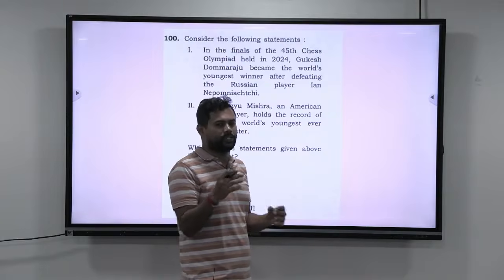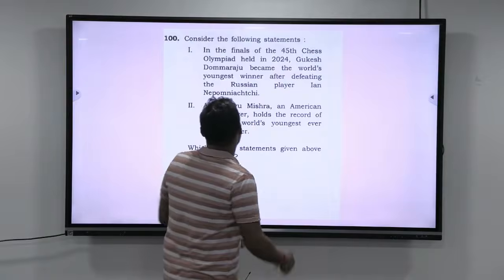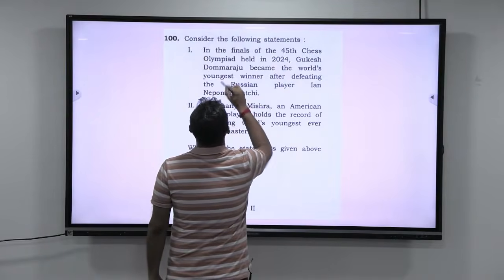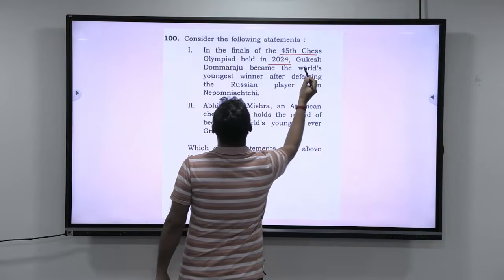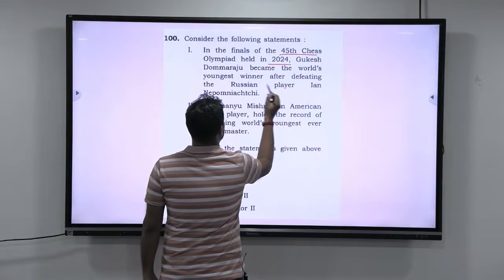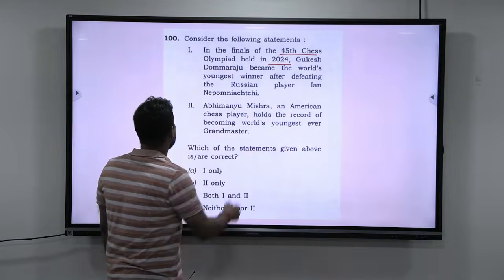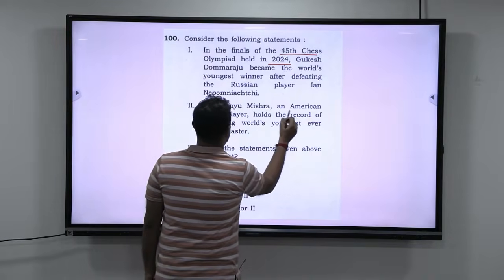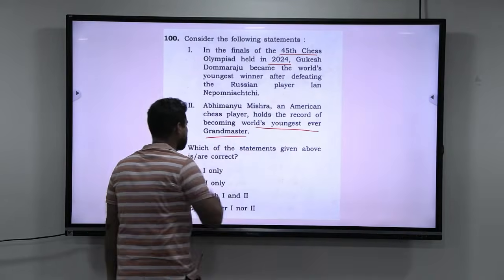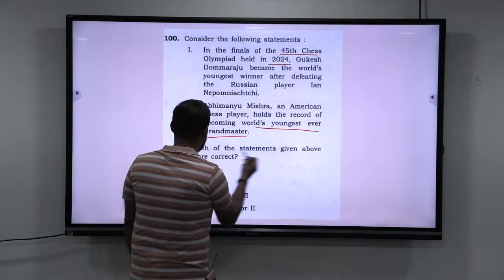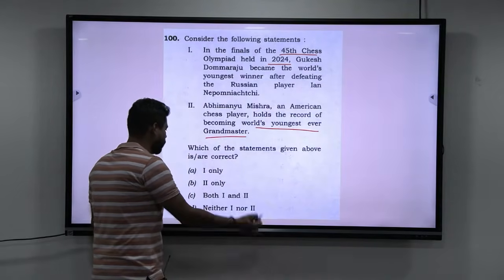But here also there is no logic. You either know or you don't know, and for such questions you should not worry about it. Okay, let us read out the question. Consider the following statements. In the finals of the 45th Chess Olympiad held in 2024, Gukesh Dommaraju became the world's youngest winner after defeating the Russian player Ian Nepomniachtchi. Okay, next statement. Abhimanyu Mishra, an American chess player, holds the record of becoming world's youngest ever grandmaster. Okay, which of the statements given above are correct? A, 1 only, B, 2 only, C, both 1 and 2, and D, neither 1 nor 2.